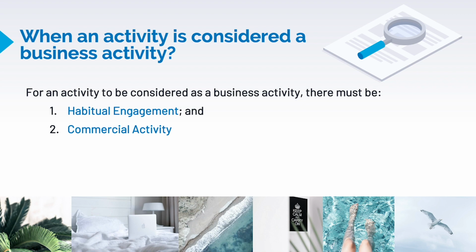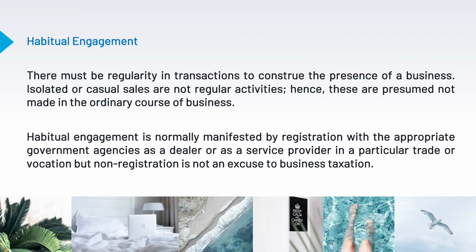So there are 2 criteria. Okay, number 1, habitual engagement, and number 2, commercial activity. So number 1, what is habitual engagement? Meaning, the keyword is regularity in transactions to construe the presence of a business. The opposite of regular is casual or isolated.